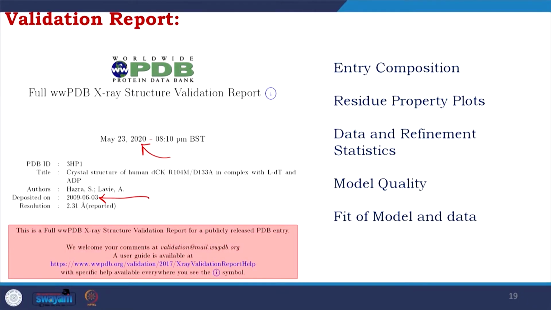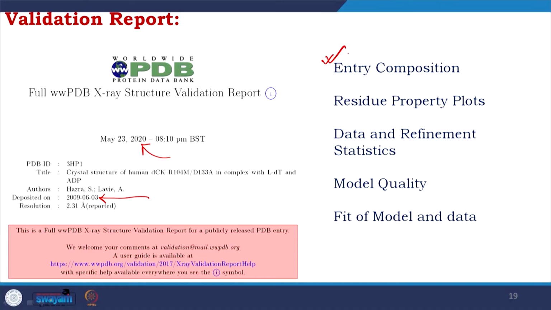There are many aspects: entry composition, residue property plots, data and refinement statistics, model quality, fit of model and data. A lot of things happen. I just select this for giving you little details: the entry composition where everything is there, and data and refinement statistics. But residue property plot, working on individual residues, how they are plotted, how they are fit, they are in agreed position in terms of Ramachandran plot and all.